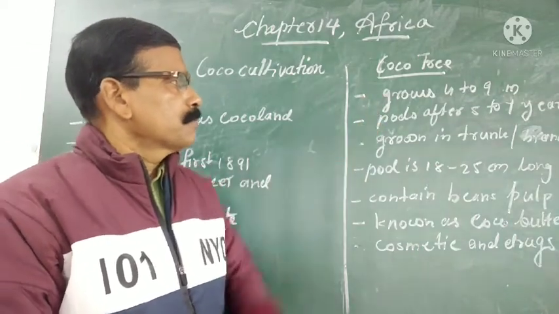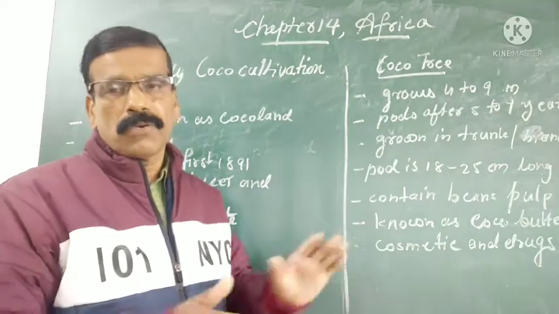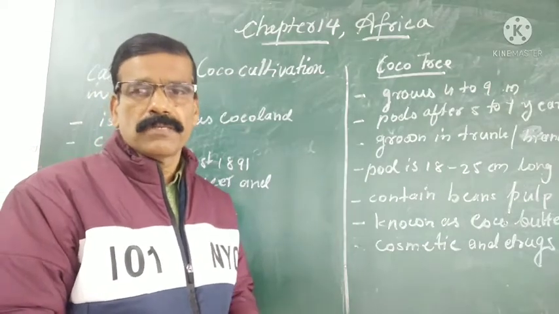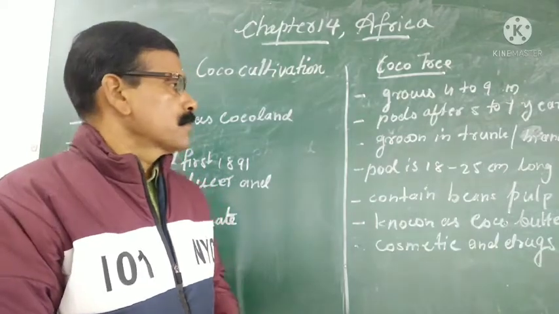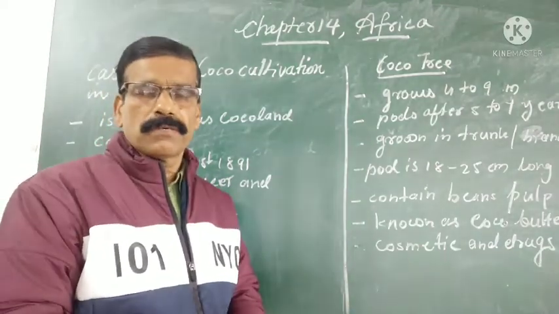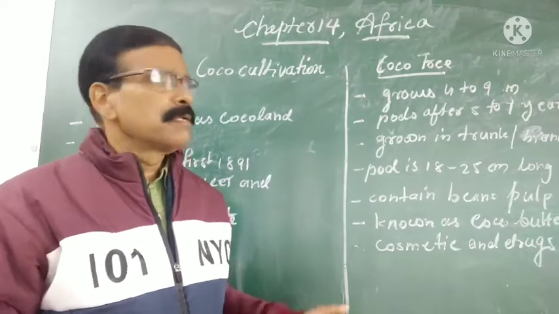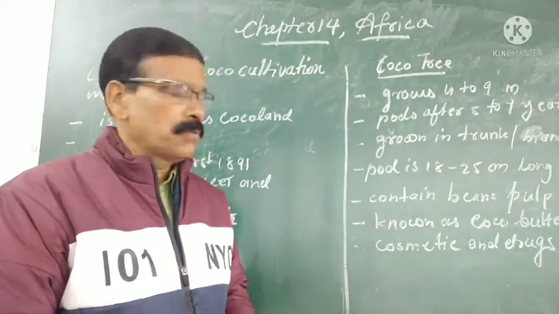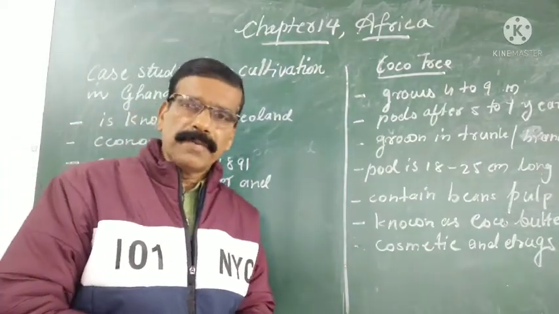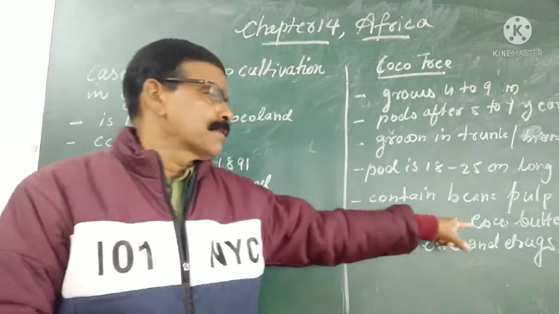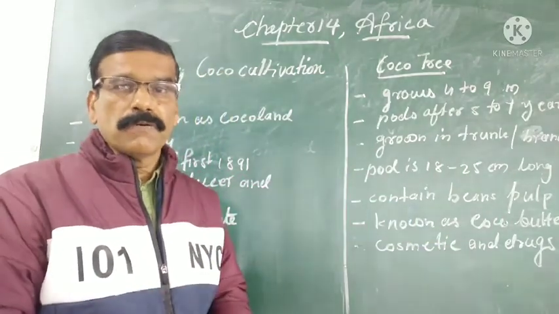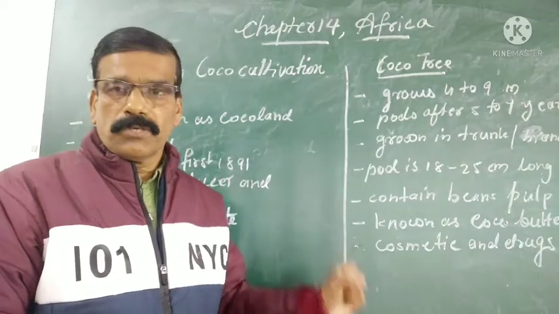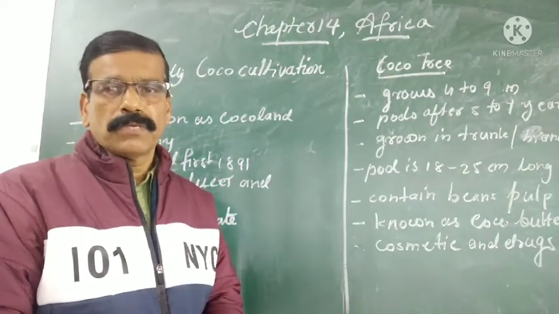This tree grows up to 4 to 9 meters in height, and after 5 to 7 years pods also appear on the cocoa tree. These pods mainly start to grow on the trunk as well as on the branches of the cocoa tree, and the size of the pods is 18 to 25 centimeters long. The pods contain beans and pulp, and this is known as cocoa butter also. It is mainly used for drug manufacturing as well as in the manufacturing of cosmetic items. So that is the main purpose of using the cocoa beans.